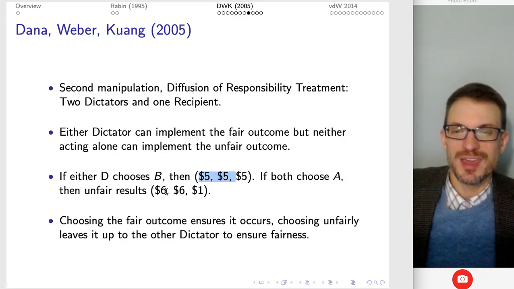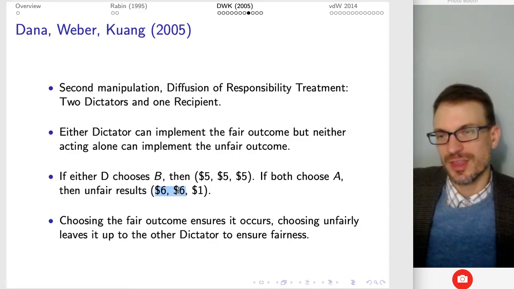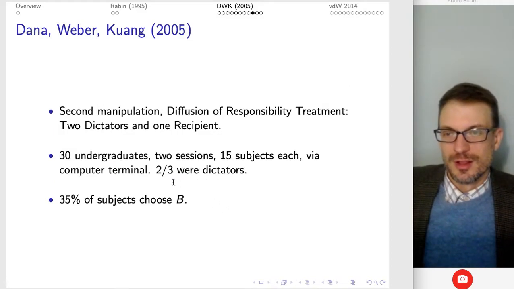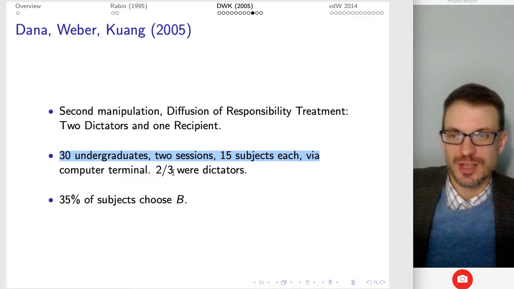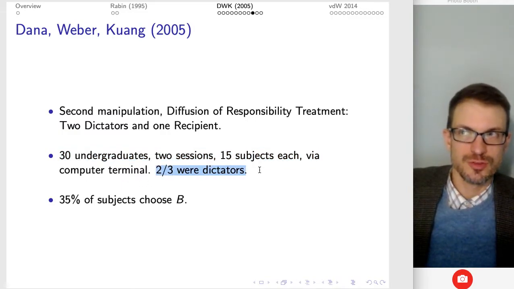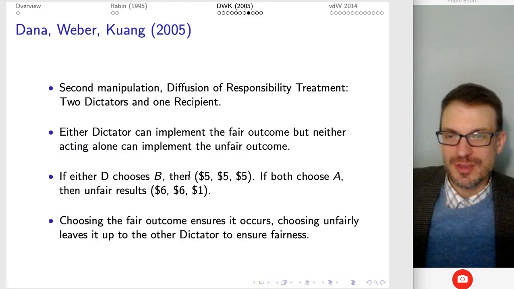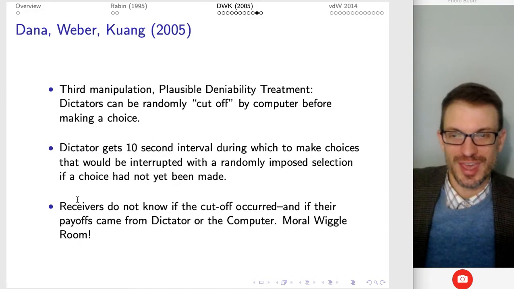But if both choose A, they get 6-6-1. So it's kind of like, I'll do it, but then it'll be on the other person to determine what ends up happening, right? In the second manipulation, the diffusion of responsibility treatment, again 2 dictators, 1 recipient, there were 30 undergrads, 2 sessions, 15 subjects each, via computer terminal. 2/3 were dictators, because there are 2 dictators to every 1 recipient. 35% of subjects chose B. What happens when you choose B? If either chooses B, they get 5-5-5. 35% chose B, which means 65% chose A, right?